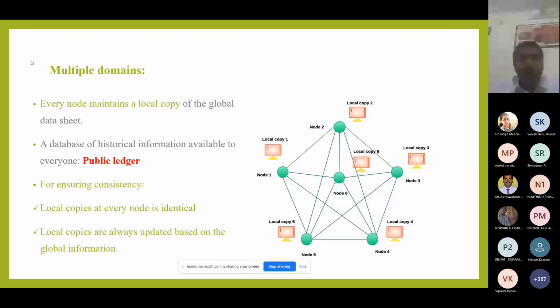So in order to ensure consistency, the local copies at every node are identical, and these local copies are also updated on the basis of the global information. Suppose node 2 has sent some amount to node 3, this information will be uploaded in the public ledger, and this will also be available to node 5, node 6, node 4, and all the nodes in the network. So this is how multiple authoritative domains trust each other in order to make rational decisions.